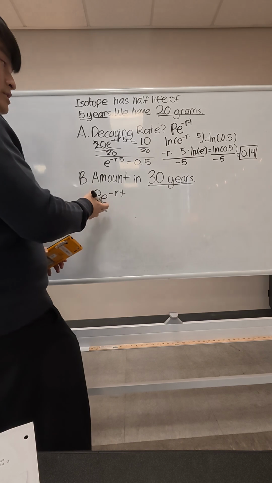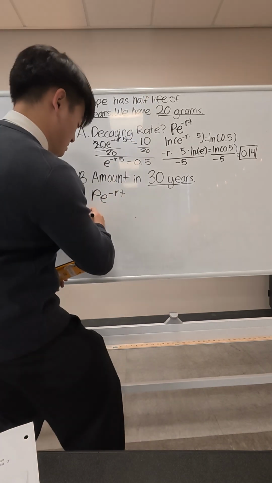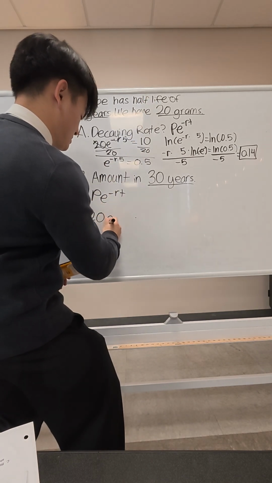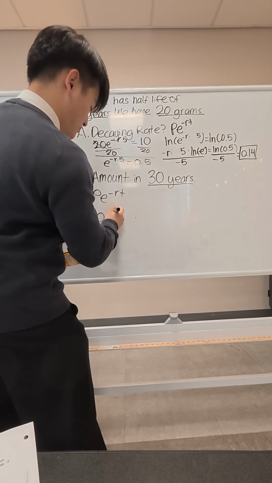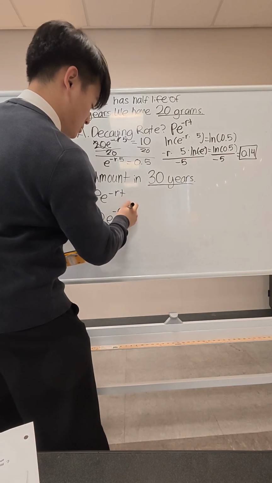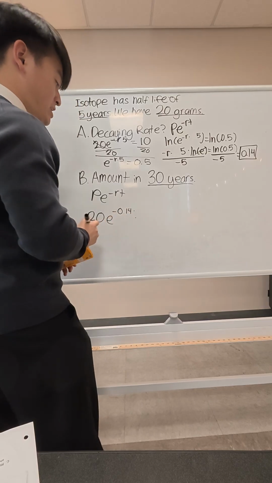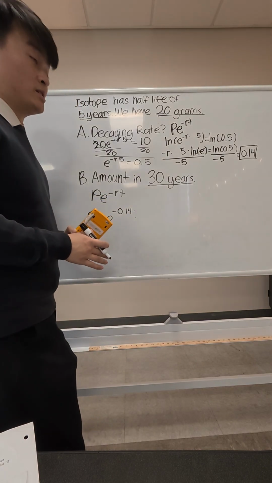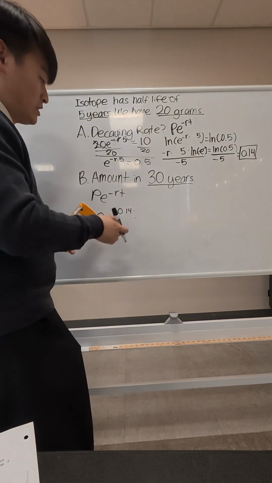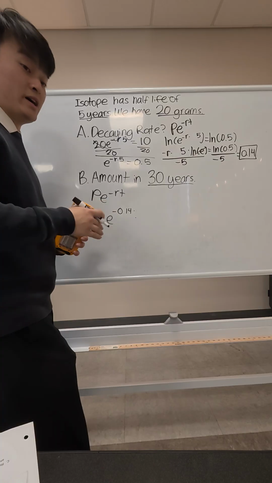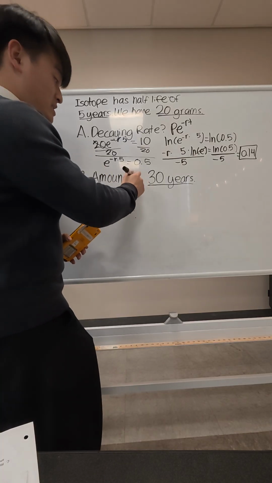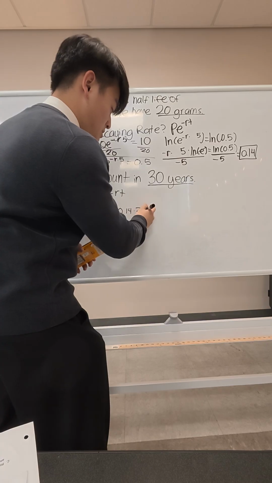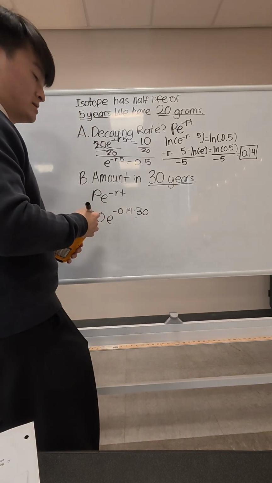So I want to declare what I have. I had 20 grams, so I'm going to put 20. I'm still going to keep e, and I'm going to use my new R, 0.14. So I'm going to put negative 0.14, and then my time. A lot of students like to do this: oh, I see time, 5, I'm going to put 5 in. Not quite. You have to read the question. In part B, it simply asks for 30 years. So all I'm going to do is write 30 into this.